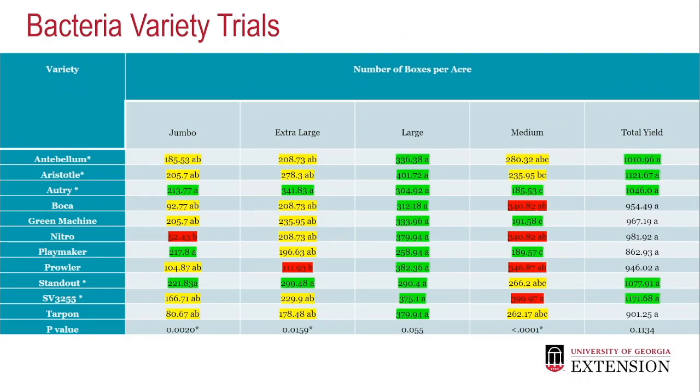So this is, again, the combination of everything combined. And this may not be a surprise to people because people are growing some of these varieties. This is what we are growing, so I think these are good results. Autry across the board looked excellent for all the fruit size categories. Here, mediums, it's better to have less because they're too small, but not significantly different than Antebellum in any category.